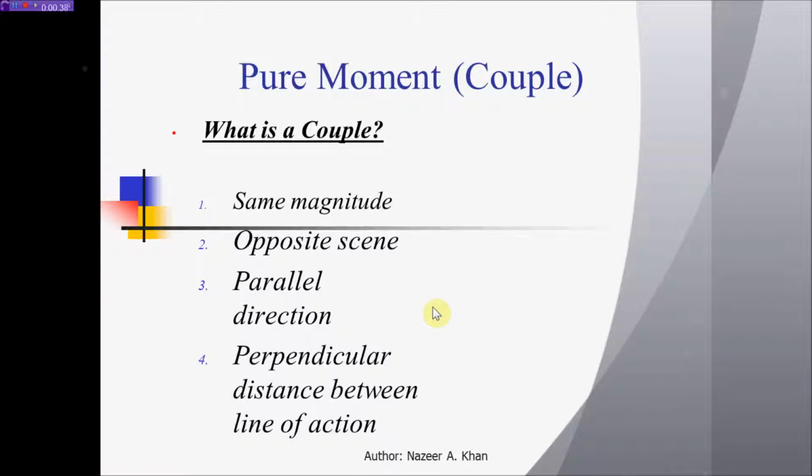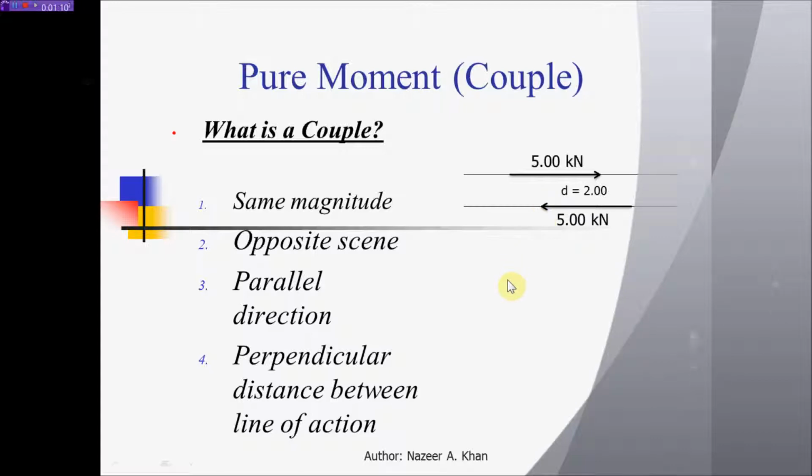Now, the most important thing is that we have to first know what a couple is and how to recognize a couple. So a couple, hence the name, there are two forces, and the forces have to have the same magnitude, 5 kilonewton in this case. We have to have opposite sense. The sense, as you know, is given by the arrowhead. One is going to the right and one is going to the left.